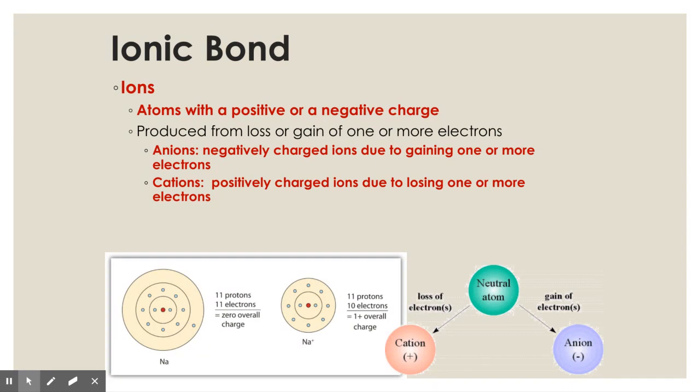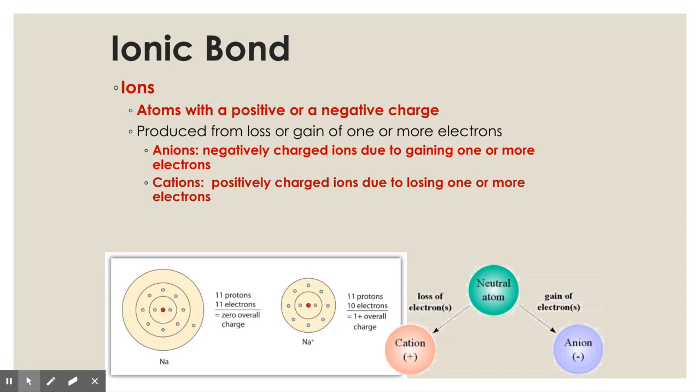Let's start with ionic bonds. You're going to make ions when you have ionic bonds. Basically, an atom that has a positive or a negative charge is an ion. The way that we make these is that it is produced by losing or gaining electrons. Again, electrons have a negative charge. So if you gain an electron, then you are negatively charged. If you give away or lose your electron, then you are positively charged.